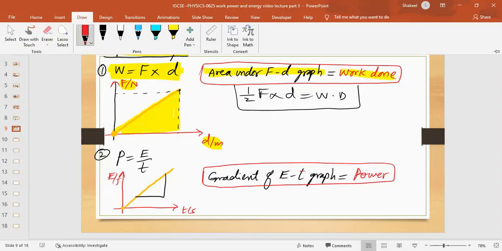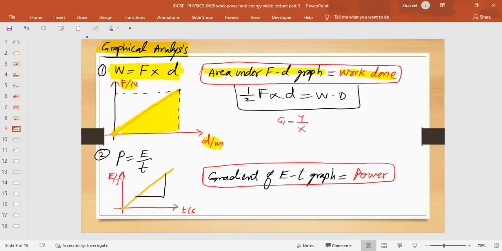And you know the technique, that the gradient is the ratio of y to x, right? In a similar way, the area is the product of y and x. So if the y-axis is force and the x-axis is distance, the product of force and distance is equal to work. That's how we can say that the area under the force-distance graph gives you work done. I hope this is clear. And as it is a triangle, this is half F times d, which equals work done.